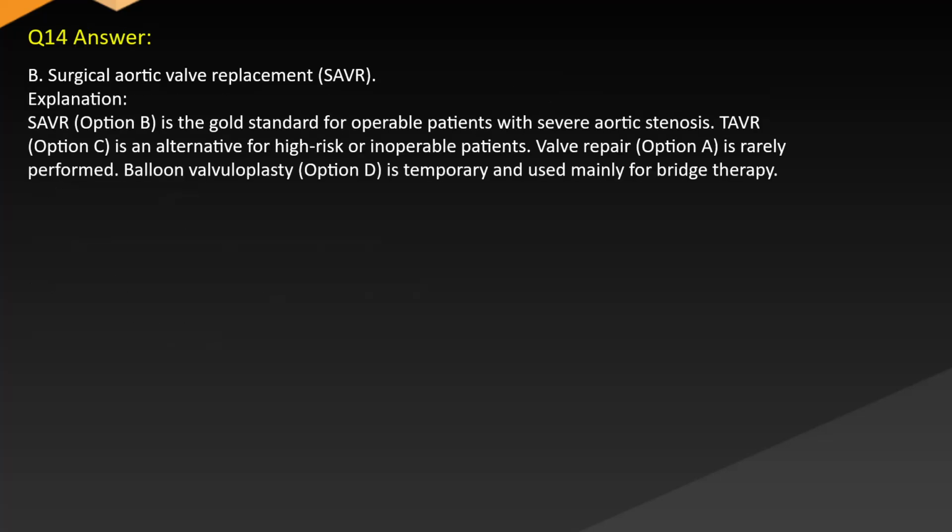Answer B. Surgical aortic valve replacement, SAVR. Explanation: SAVR, option B, is the gold standard for operable patients with severe aortic stenosis. TAVR, option C, is an alternative for high-risk or inoperable patients. Valve repair, option A, is rarely performed. Balloon valvuloplasty, option D, is temporary and used mainly for bridge therapy.